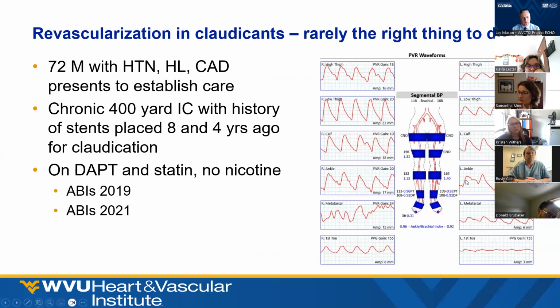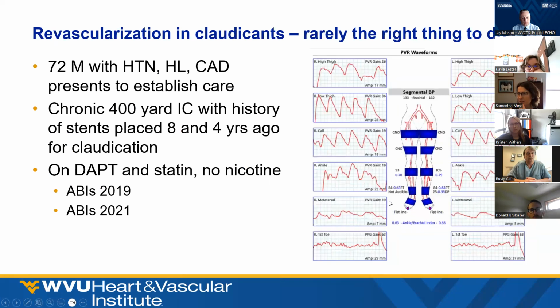But you can see here, he had pretty good ABIs, 0.96, 0.92. No toe pressure though on the left. Toe pressures were poor bilaterally, just at baseline, so some small vessel disease. In 2021, all these numbers have gotten a lot worse. And the problem is, once there's stents in there, you often have to do something if it's for claudication.